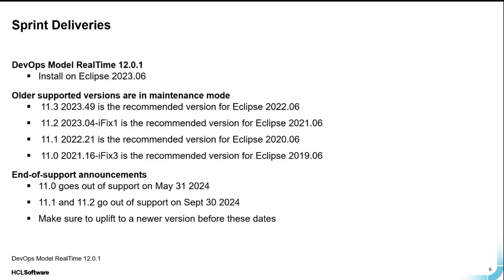Looking at the deliveries, 12.0.1 is for Eclipse 2023.06, and the older versions for 11.3 and older, for them you see the recommended latest versions here on this slide. And note that 11.0, 11.1 and 11.2 will go out of support later this year. So if you're still on those old versions, it can be a good idea to explore uplifting, for example, to 12.0.1.